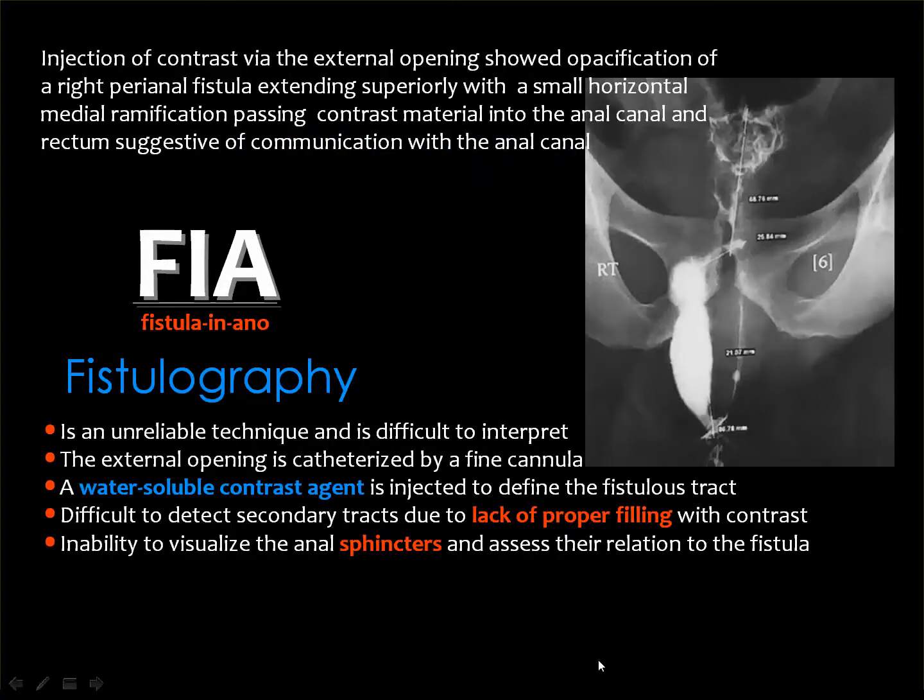Then one of the old techniques for evaluation of the anal fistula is to inject contrast material through the external opening, and you take films to identify the fistulous tract, its connection to the anal canal or rectum, if there are abscesses, if there are side branches. And this technique is now considered extremely unreliable and is difficult to interpret in view of the new classifications. Then this technique may fail to outline the side tracts because the tracts are occluded by pus or granulation tissue.